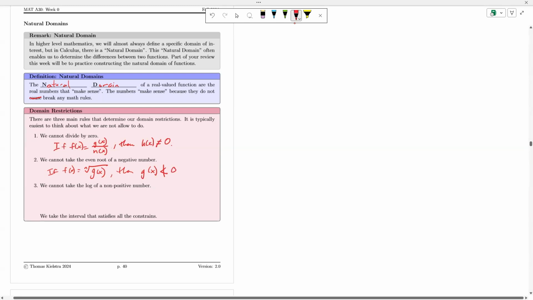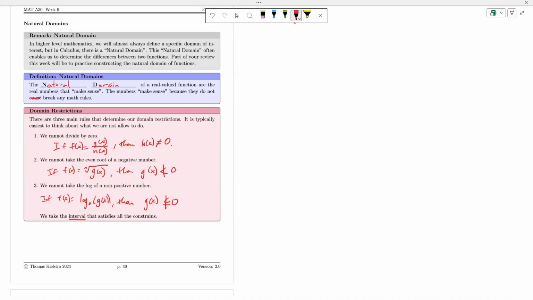And we cannot take the log of a non-positive number. So if f of x equals log base b of g of x, then g of x cannot be less than or equal to 0. Now we take the interval that satisfies all the constraints. So when we're looking at a function, we write out all the constraints, and we take the interval that satisfies all of them. So we're taking intervals, we define these intervals, and we satisfy all the constraints, or we intersect all the intervals.